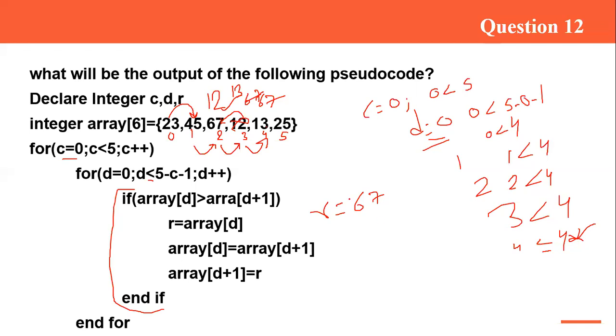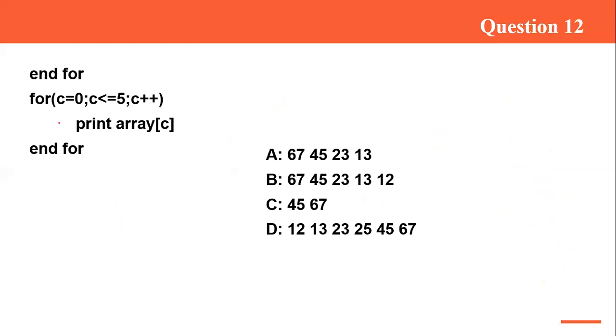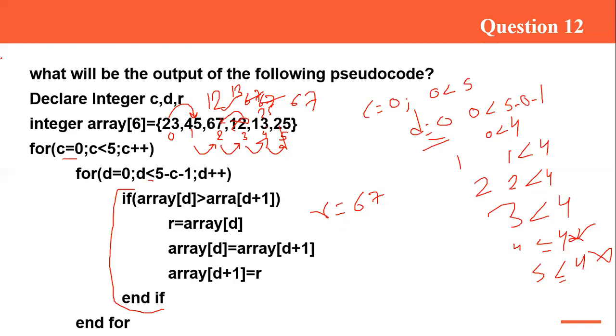If it is less than or equal to 4, 4 less than or equal to 4 will be true. When it is true, it enters inside. Now fourth index is compared with fifth index. So that means 67 is compared with 25. 67 greater than 25? Yes, true. That means again it will get swapped. So this will become 25, this will become 67. After that, what will happen? D will be incremented. D will become 5. 5 less than or equal to 4 is false. As it is false, it will come out of D loop. And then it will go to end of for, means another for end. That means it will go back to Cth loop. Now C will become 1.